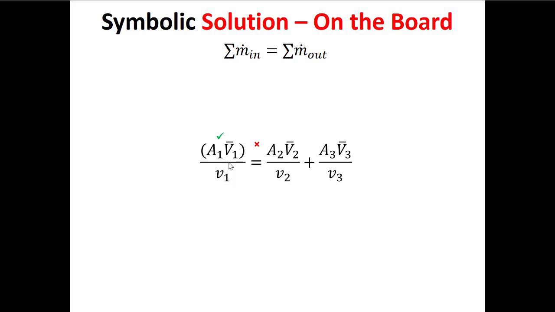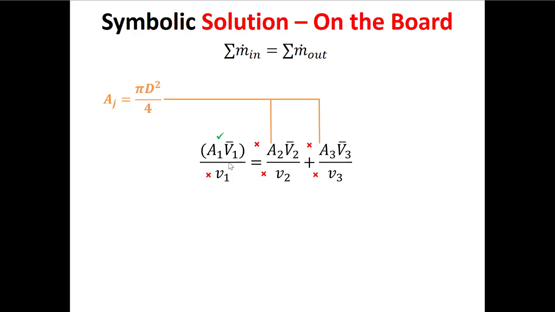I don't know area at port 2. I don't know area at port 3. I don't know the specific volume at state 1 or state 2 or state 3. And I don't know the velocities because that's what the problem is asking me to find, right?